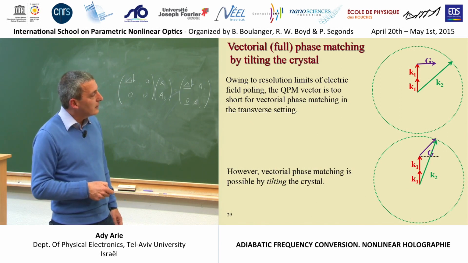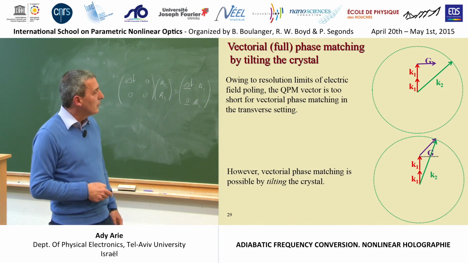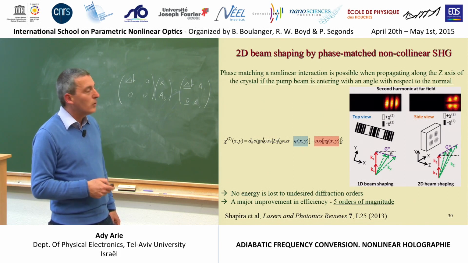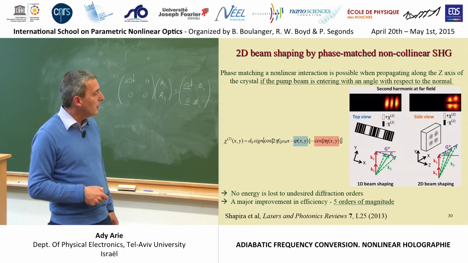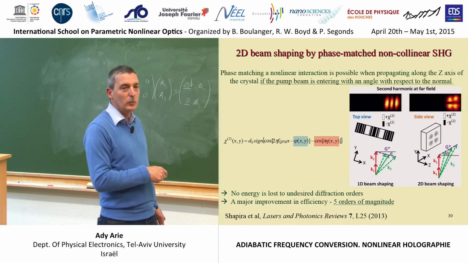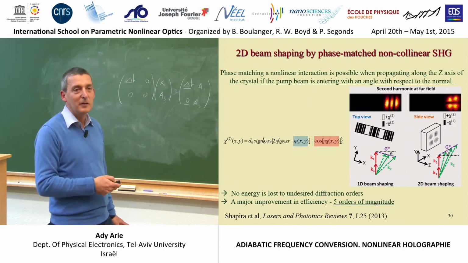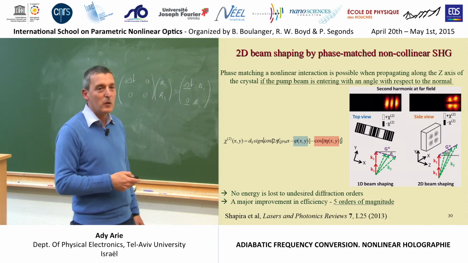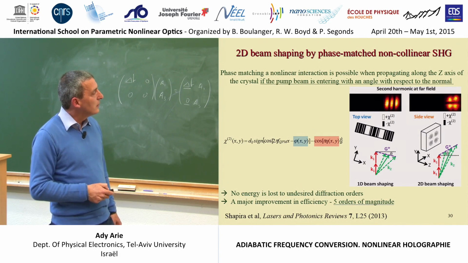However, we can rotate the crystal, and then with the same G, we can get QPM. So then everything would still work. We can have one-dimensional or two-dimensional modulation, and this would be about 5 orders of magnitude more efficient than what I showed you before. It's still 10 to the minus 6 percent per watt, which is not very high. But if you have a powerful enough laser, then you can get to the few percent conversion efficiency. So these are examples in 1D and in 2D.